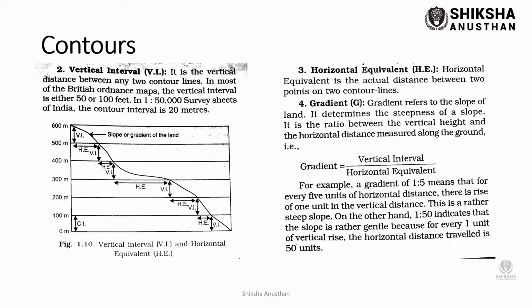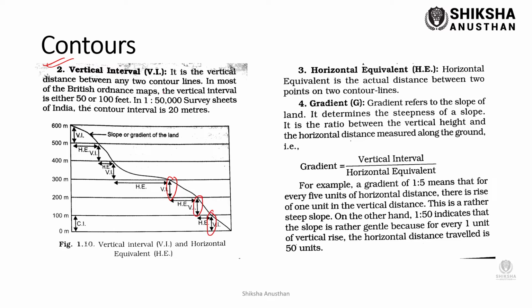Now let us go to contours. Before knowing the contours, we need to understand some important parts of the contours. What are the parts? The first one is vertical interval. We call it in short form VI. You can see in the figure these vertical intervals in between.